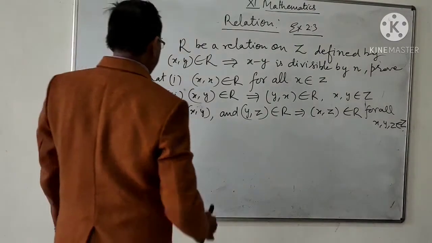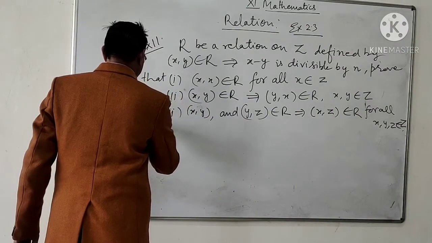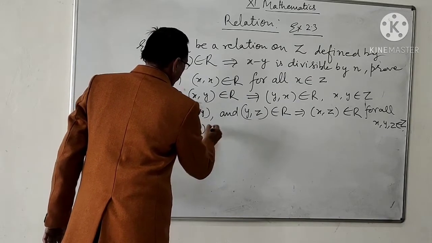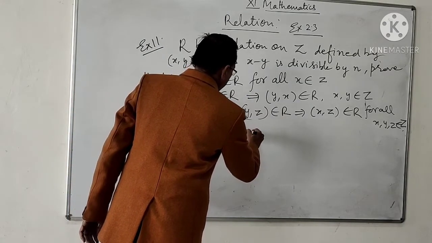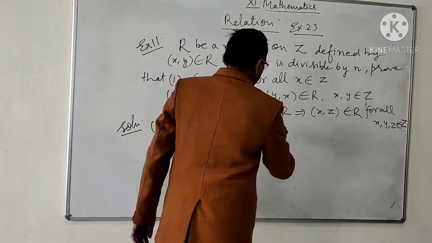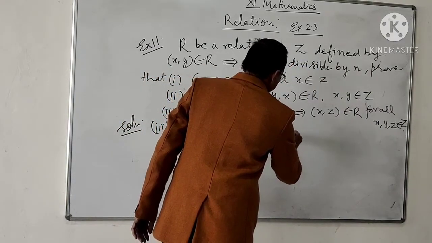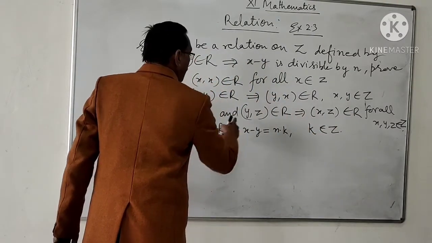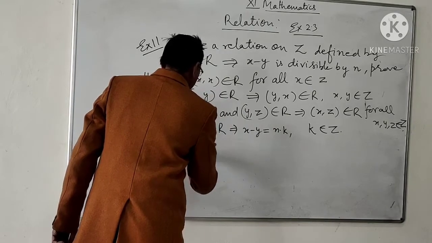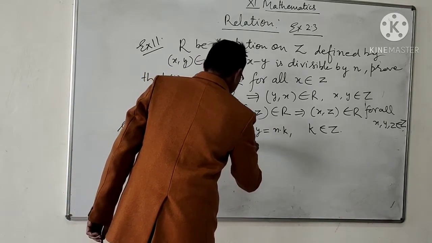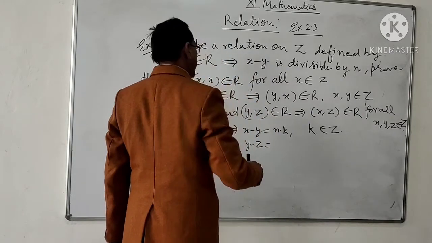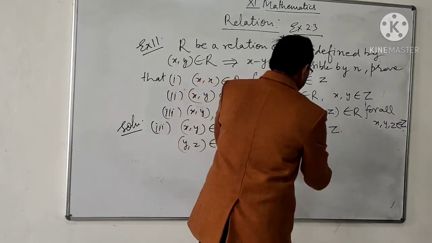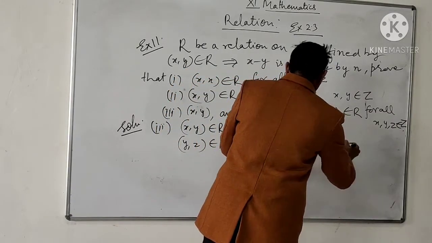Student, now see the third part. The given condition is (x, y) belongs to R. This implies that x minus y is divisible by n. So let it be n into k, where k is an integer. Then (y, z) also belongs to R. This implies that y minus z is n into some other multiple, let p. Here p also belongs to Z.